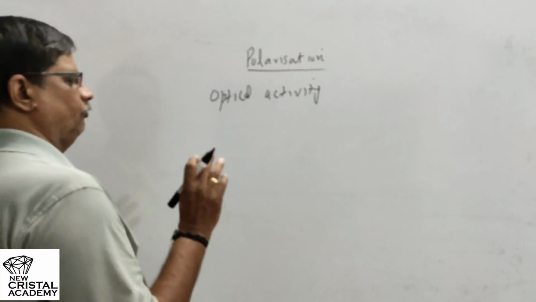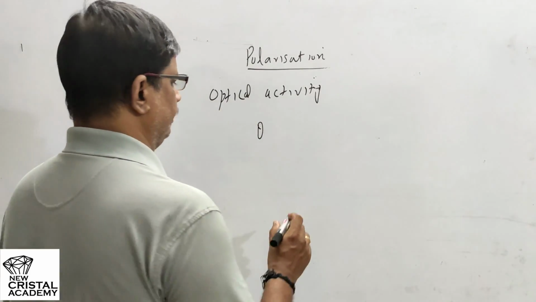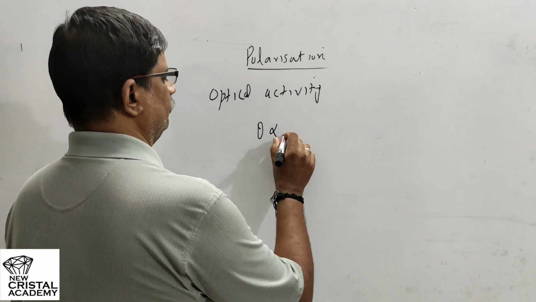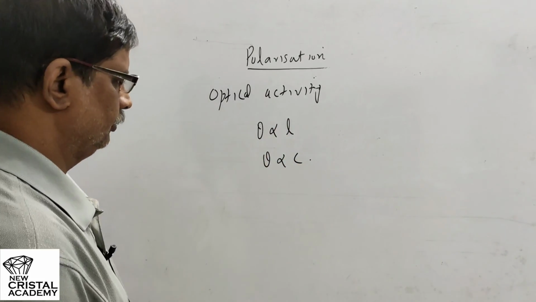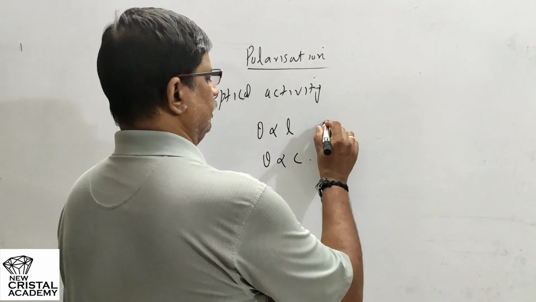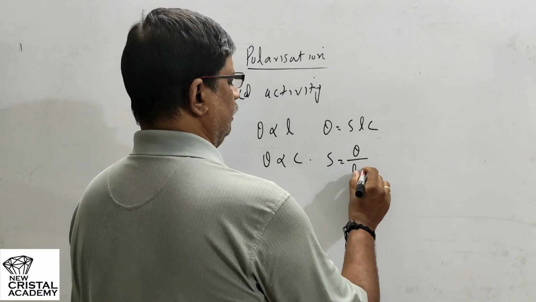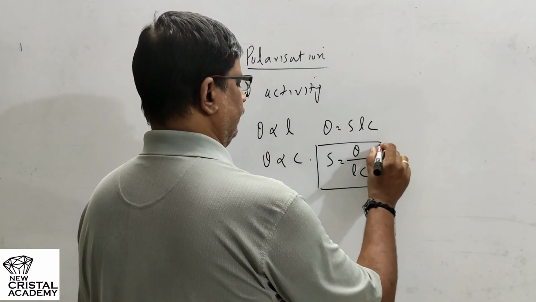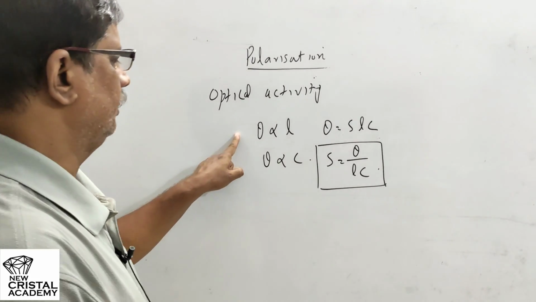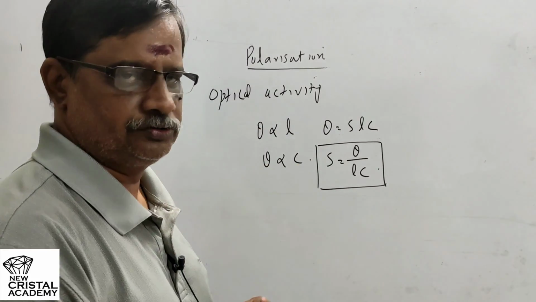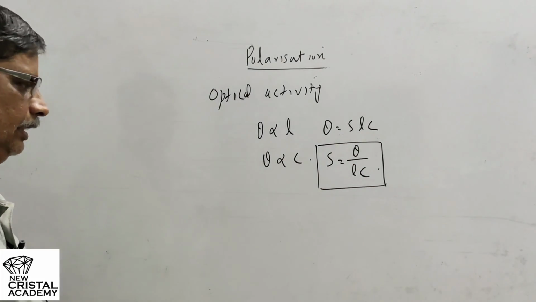Now we have a formula. If theta is the angle through which the plane of vibration is rotated, then theta is proportional to L, the length of the medium, and theta is proportional to the concentration C of the medium. Then we write theta equals a constant S times LC, so S equals theta by LC. Here S is called the specific rotatory power, theta is the angle of rotation, L is the length of the medium, and C is the concentration of the medium.